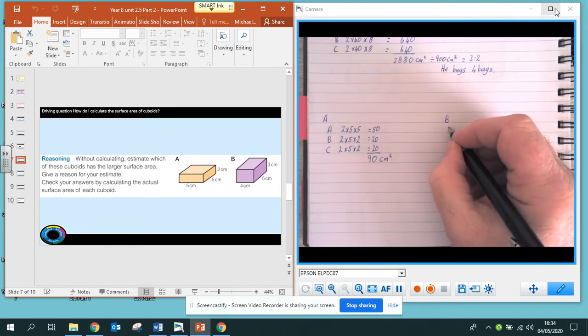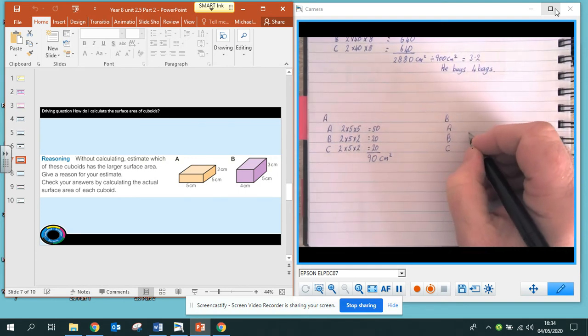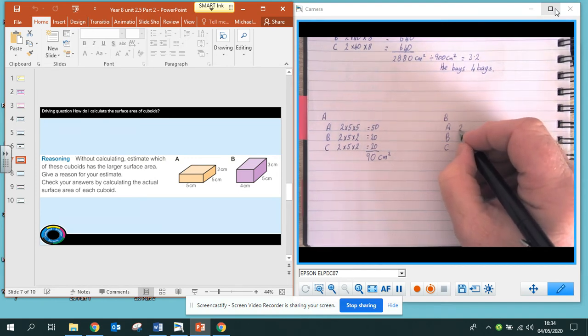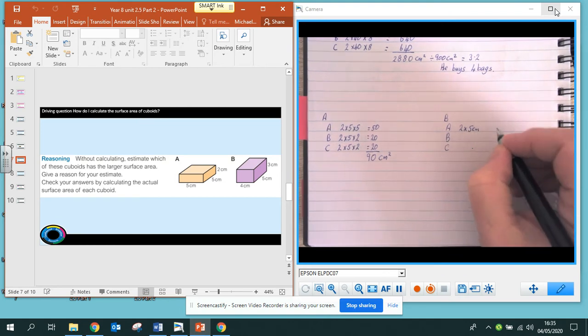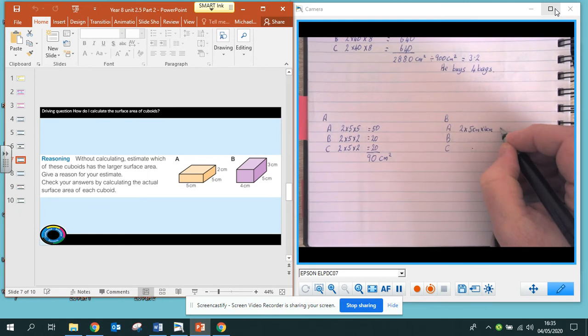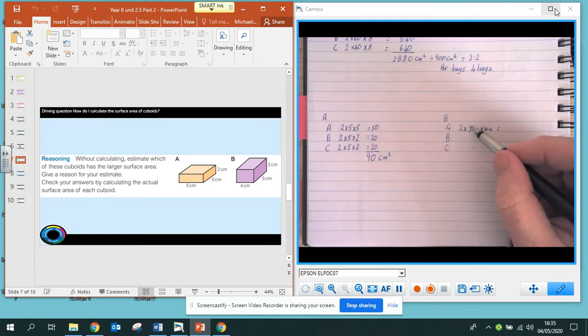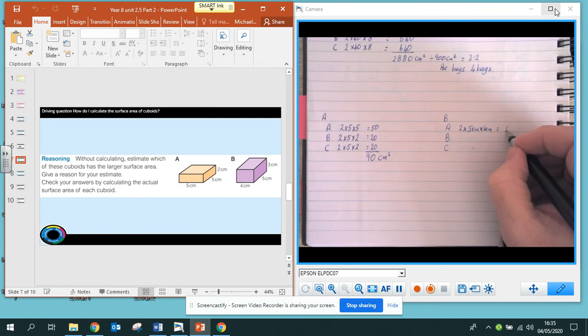B, plan, front, side. Top and bottom again. So 2 times 5 centimeters times 4 centimeters. I shouldn't have written centimeters for now, so we're going to ignore that. 2 times 5 is 10 times 4 is 40.